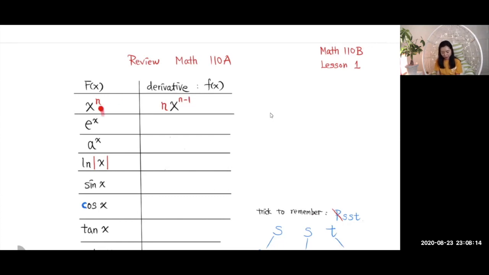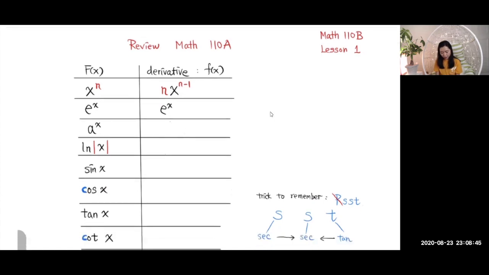Now, e to the x. E to the x is a function that is not afraid to be differentiated. It will remain e to the x no matter how many times you differentiate it. What about a to the x? A to the x is also an exponential function, so similarly, the function that you get will be a to the x itself. However, you have this extra factor: times the ln of a.